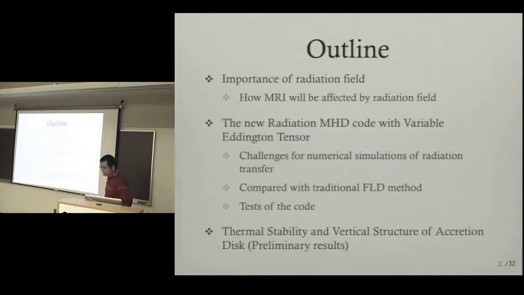So the outline here is that I will first describe the motivation of the project we want to study. Basically, right now, we believe that the magnetorotational instability provides a physical mechanism to transfer the angular momentum in accretion disks. So we want to study how the MRI will saturate in the radiation-dominated regimes. This will determine the structure of the accretion disk.